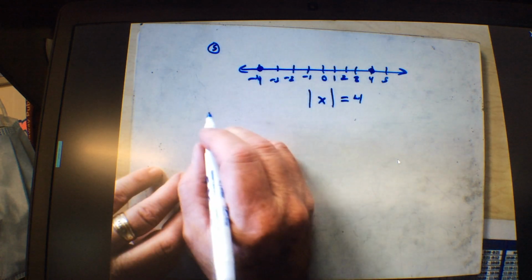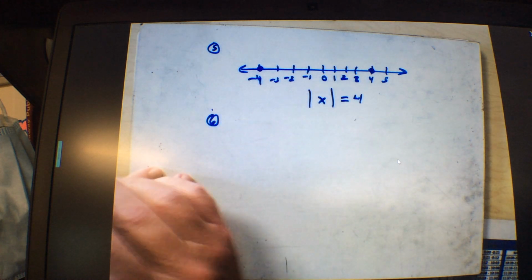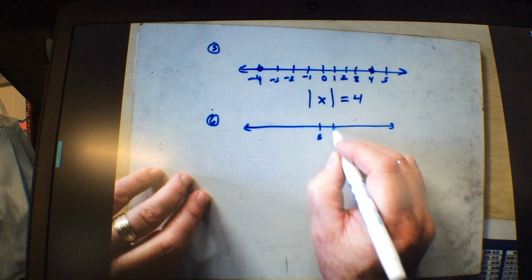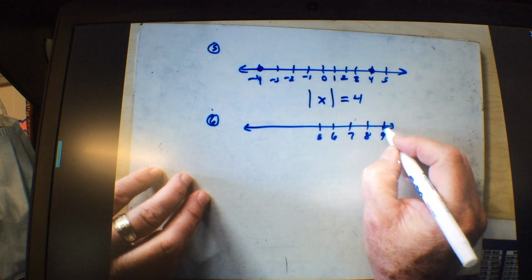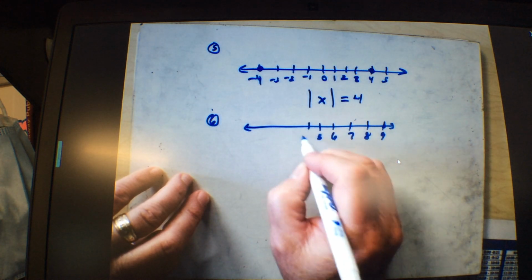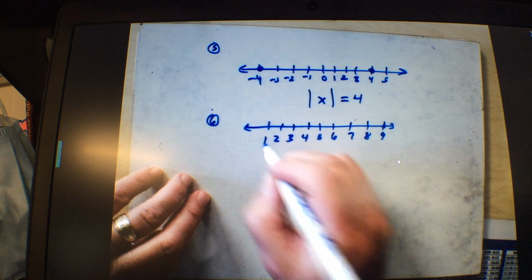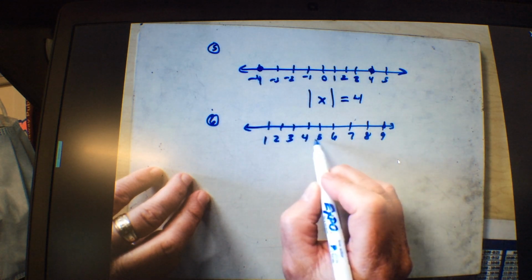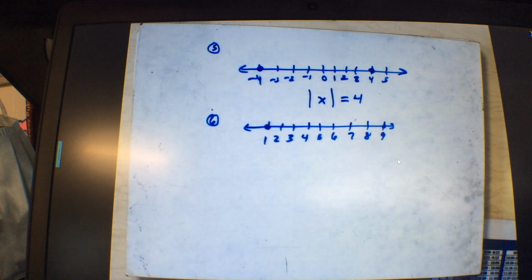Now what happens if 0's not in the middle? Okay, what if we have another number in the middle? Let's say we have 5 in the middle. So we have 6, 7, 8, 9. And 4, 3, 2, 1. 1, 2, 3, 4. All right.